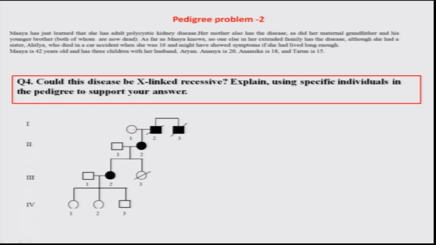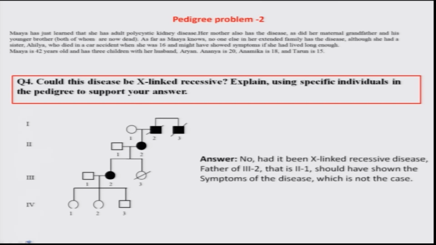But had it been X-linked recessive, then 2, 1 should also be showing the disease, because this 2, 1 is male, and for X-linked recessive it shows in the male. So, it does not seem likely that this could be X-linked recessive. That is what I have written: no, had it been an X-linked recessive disease, the father of 3, 2, that is Maya, that is 2, 1, should have shown the symptoms of the disease, which is not the case.